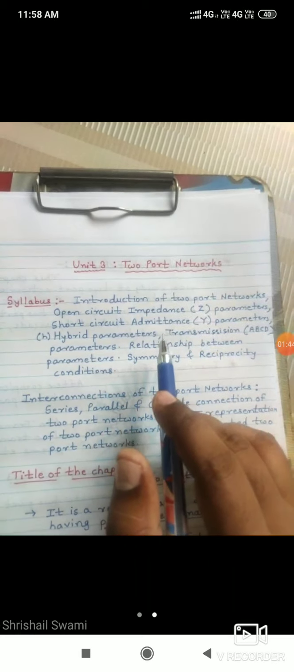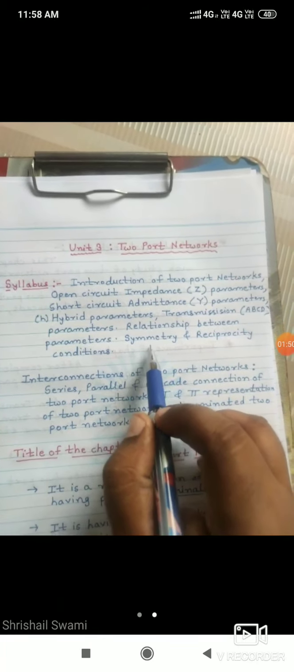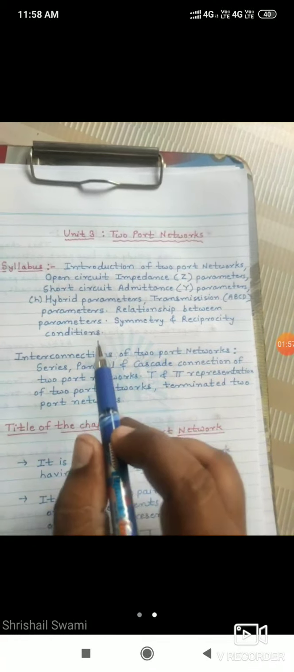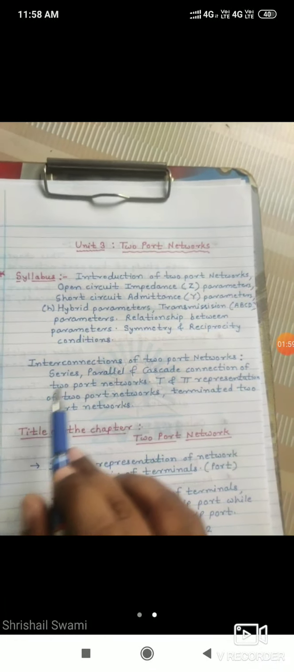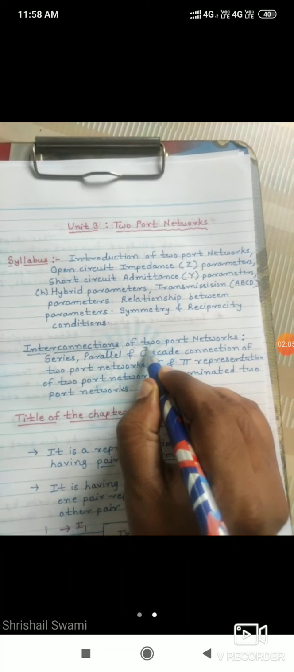Once we are studying the parameters, we are going to learn the relationship between different parameters, and simultaneously we are learning symmetry and reciprocity conditions. This will be the first part in unit number 3. The second part will be the interconnection of two-port networks.